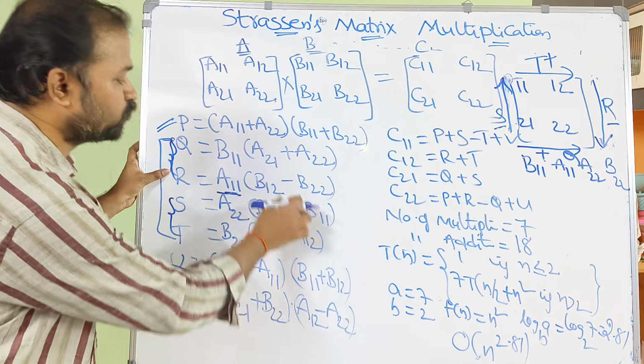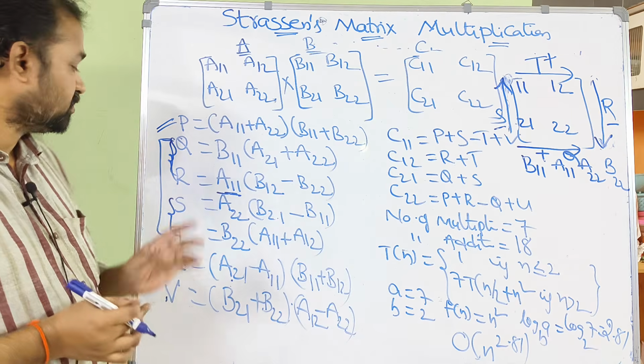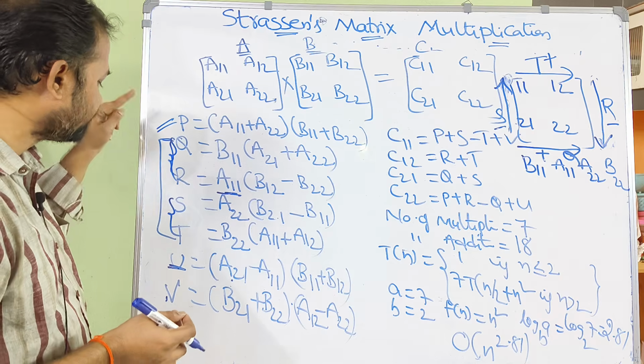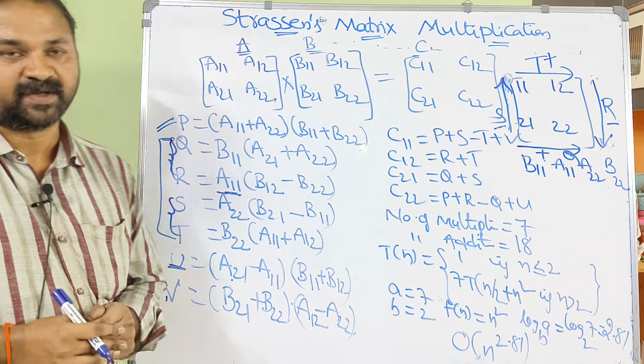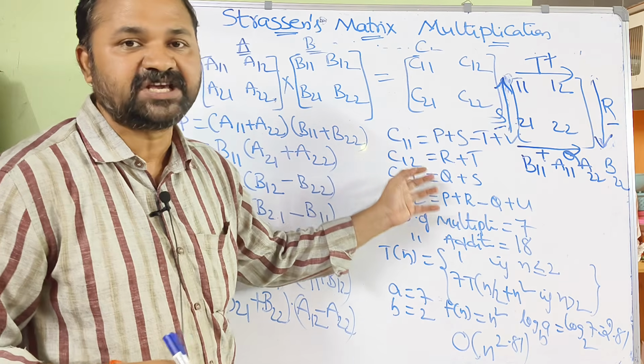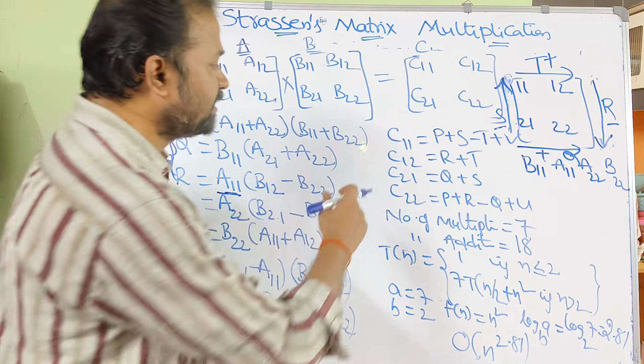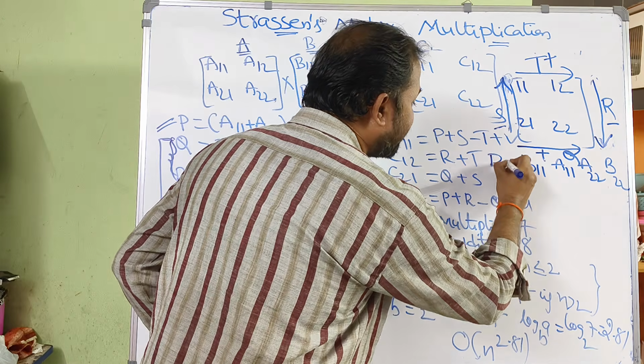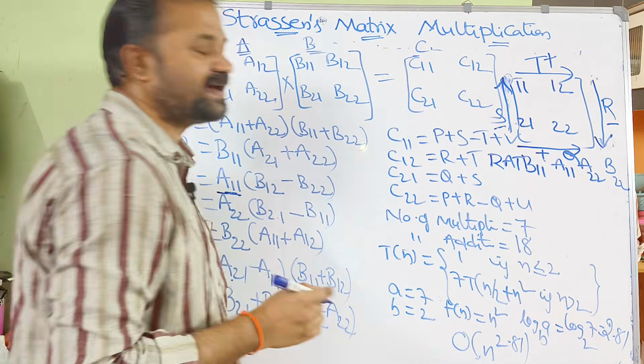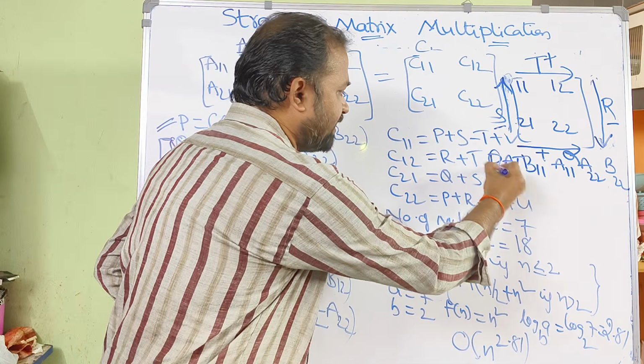A12 minus A22. A12 minus A22. So likewise, we can write the formulas for P, Q, R, S, T, U and V. Now let us observe C11, C12, C21, C22. Here C12 means, remember, rat. So take the first one and the last one.